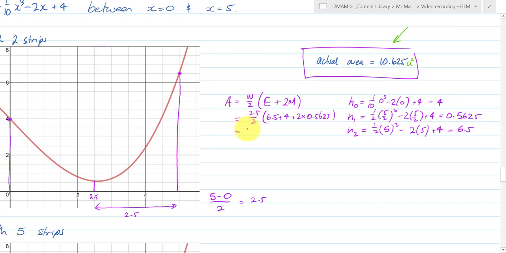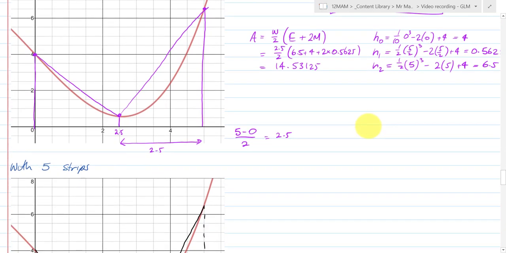And that's equal to 14.53125. That seems like a bit of an overestimate, much larger than the actual. If I draw the trapeziums I've just used on here, well, there they are. And you can see that's a fairly significant overestimate. So let's go on to 5 strips.